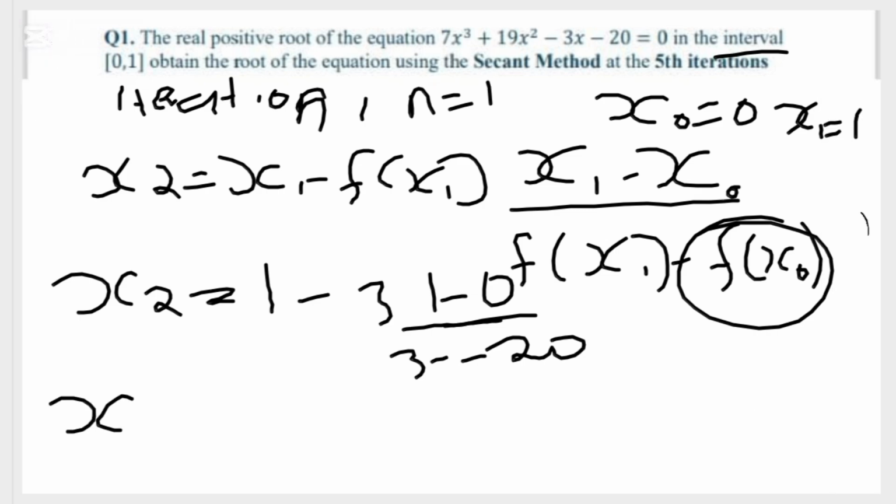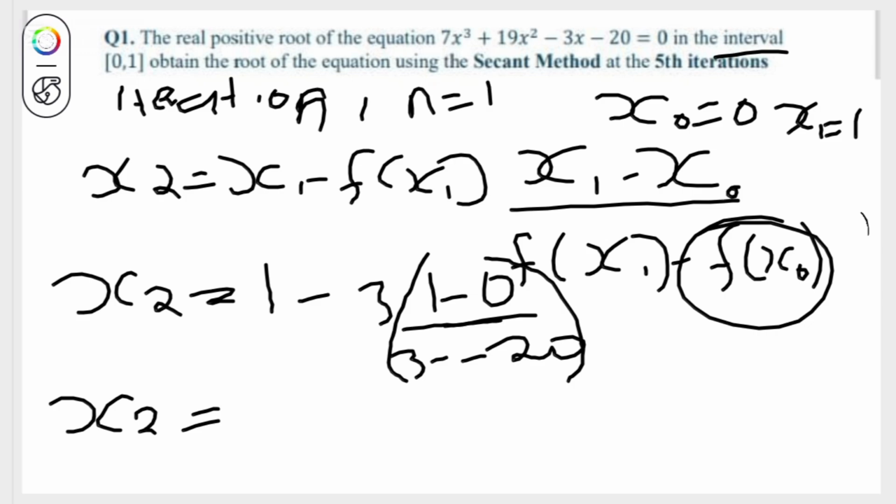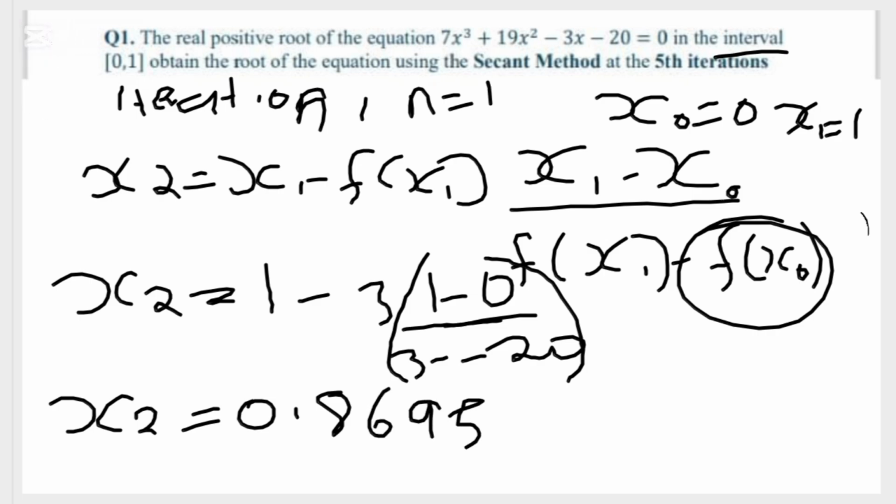So therefore at the end, x2 should now be equal to 1 minus 3 multiplied by 1 divided by 3 plus 20. You have to take note that this is multiplication. So therefore at the end I have 0.86956. This is the value of x2.